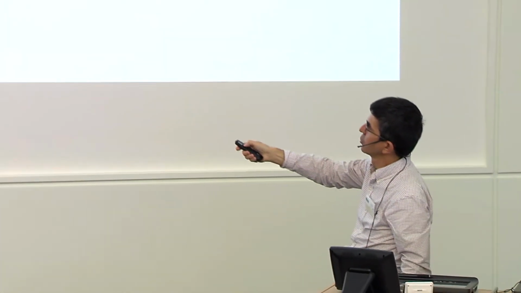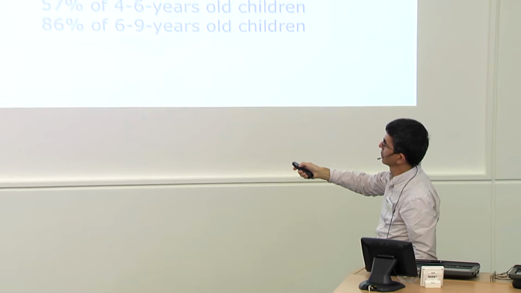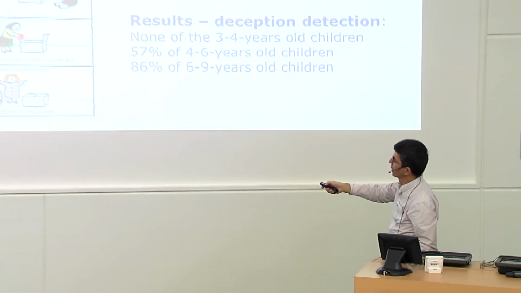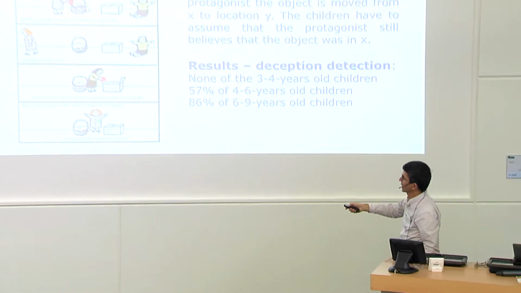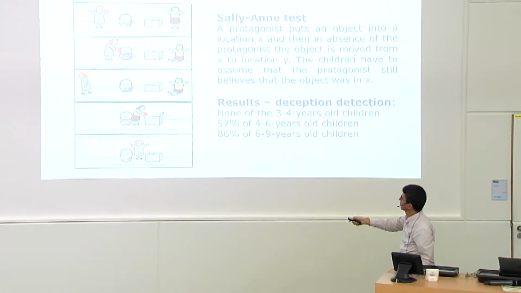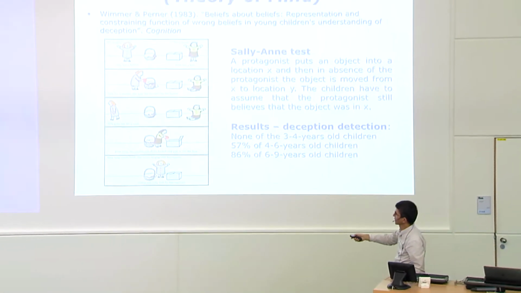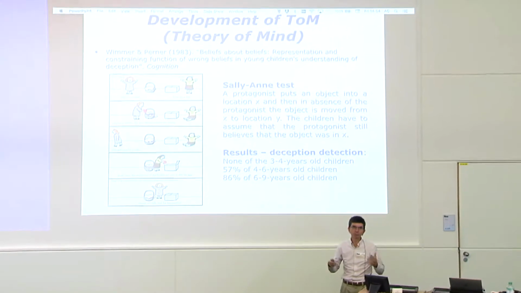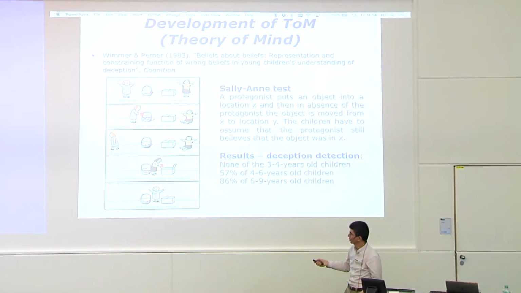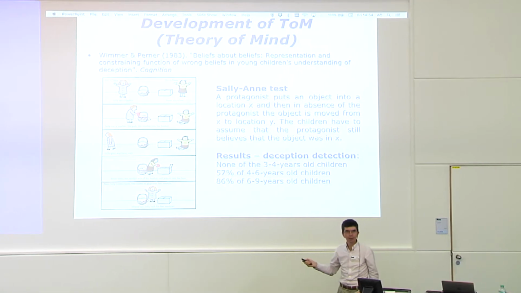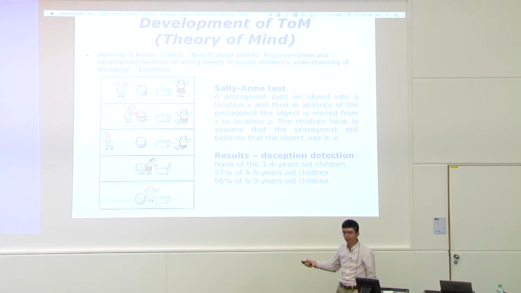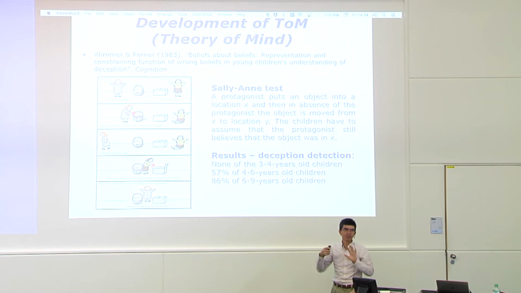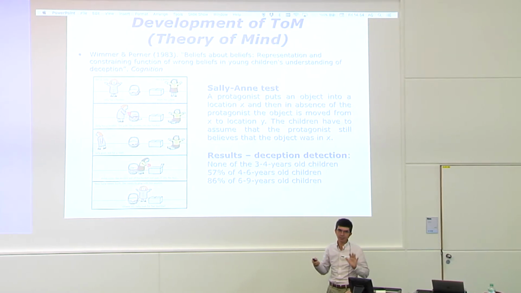The child is sitting here and sees these two characters. One hides the object and goes away. Then the other person, when the first is away, moves the object. Then when the first protagonist comes back, she asks the child, where is the object? A child who has a theory of mind of this agent will predict that, according to this agent, the object will be here. It's a standard setup in child psychology experiments.